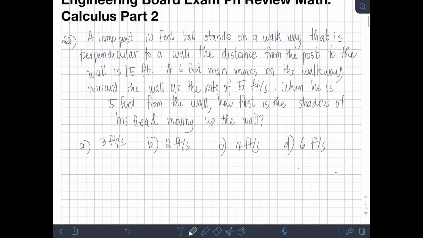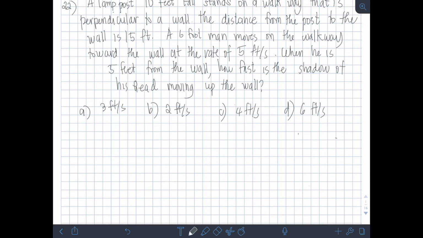Okay, so drawing natin. So meron daw lamppost which is 10 feet high. Tapos ito raw yung ground. Tapos meron daw man na nagwa-walk towards a wall. So let's say ito yung wall. Tapos ito yung ilaw nung lamppost. Okay, yung man nga pala ay 6 feet naman. Okay? So, let's say ito yung magiging ray nung ilaw.